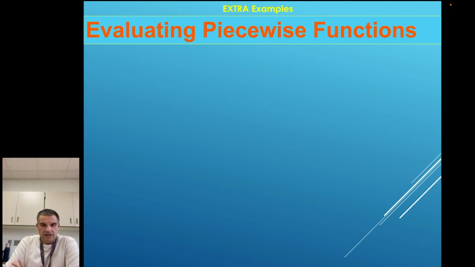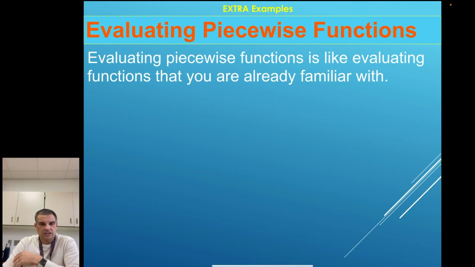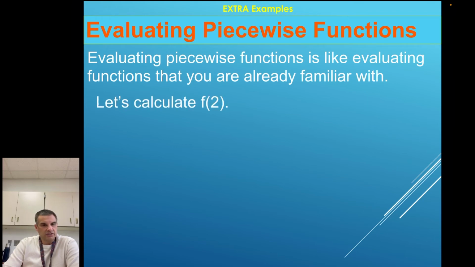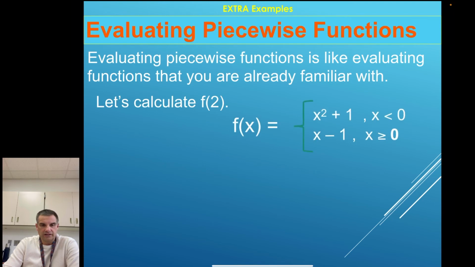Let's go ahead and evaluate a couple piecewise functions again, just some extra examples, and we'll go over these as we flip through. Evaluating a piecewise function is just like evaluating functions that you already know how to do. If we want to calculate f of 2, the first thing you want to do is decide which one of the two functions it belongs to.